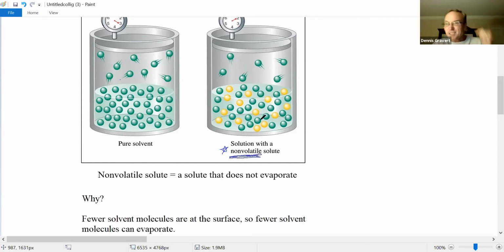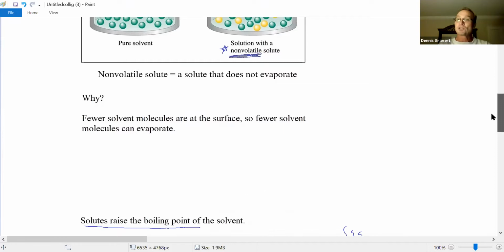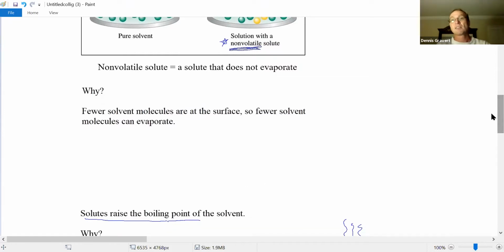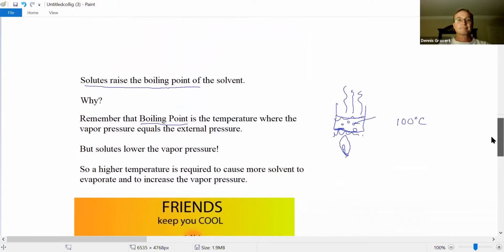So you need to heat up past 100 degrees to get more water to evaporate until it can match the atmospheric pressure. The vapor pressure will increase as you increase the heat, you increase the temperature. And you have to do it beyond 100 degrees to get the evaporation to occur fast enough that now you can get bubbling, you can get boiling. So more solutes means higher boiling point. Yep, a higher temperature is required to cause more solvent to evaporate and to increase the vapor pressure, so that it can equal the external pressure. That's what will allow it to boil.